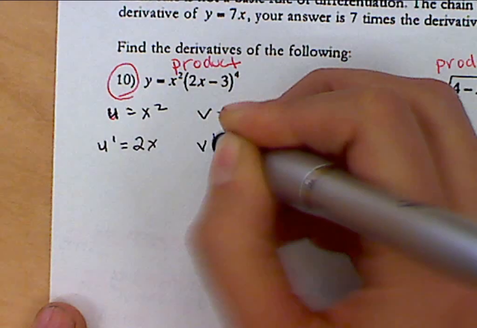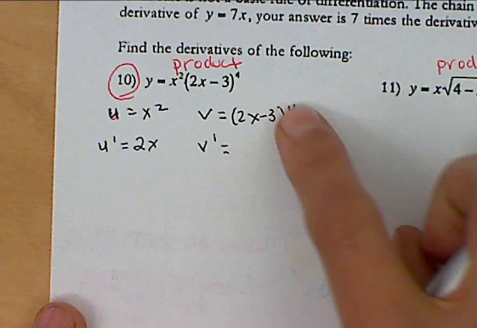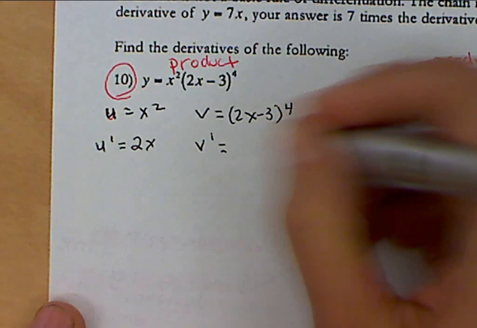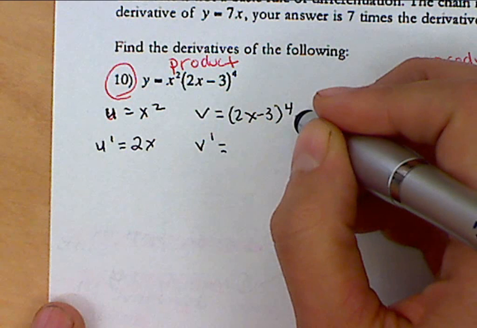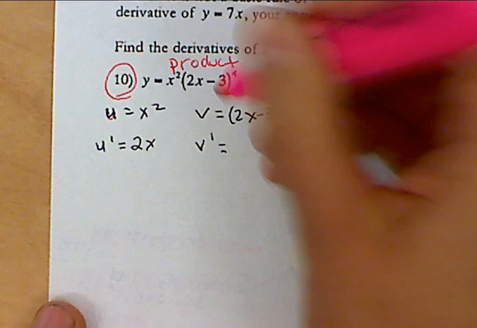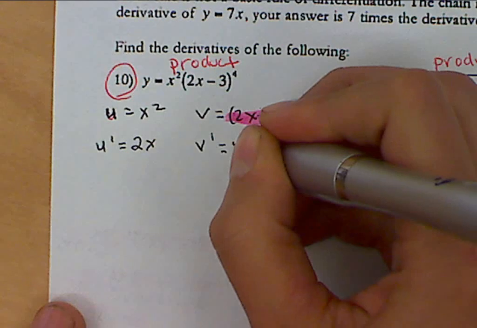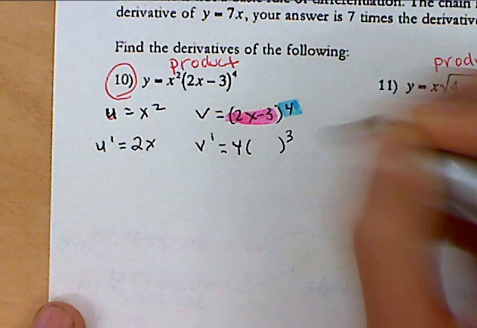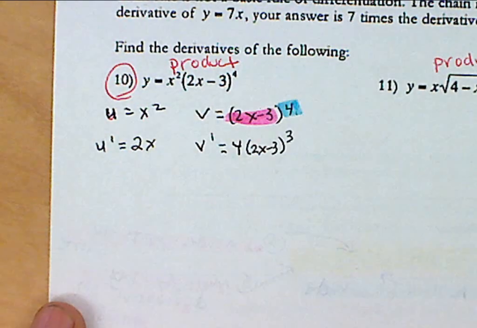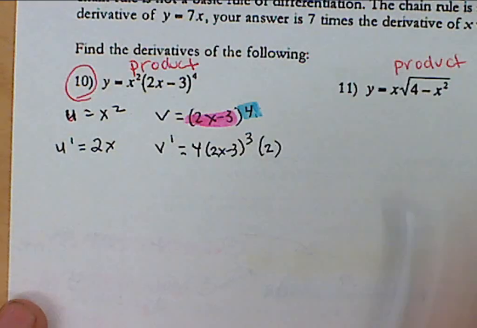And now when I'm finding v prime is when I'm going to apply my chain rule. So for finding v prime, I'm going to apply chain rule. So I'm going to take the derivative of the outside function. I have my outside function, which is 4, and my inner function, which is 2x minus 3. So the derivative of the outside function is the power rule, and then the inside stays as 2x minus 3, and then I multiply times the derivative of the inside function, and that derivative is 2.